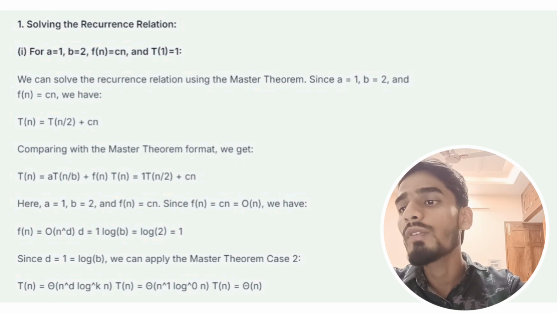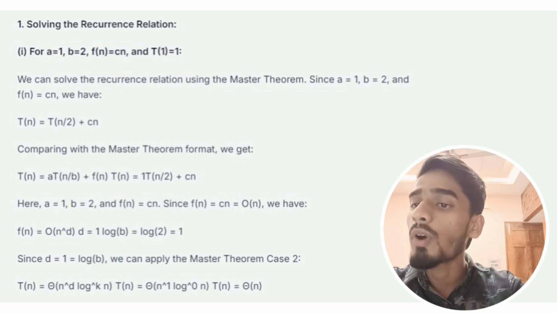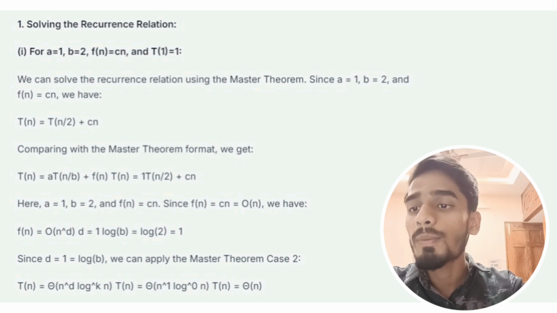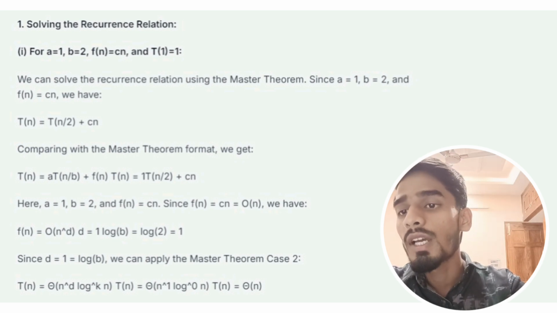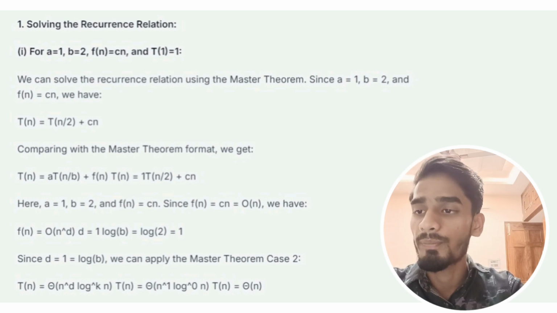So T of n is equal to theta of n power d log n, which is equal to theta of n power 1 log n, which is equal to theta of n log n.